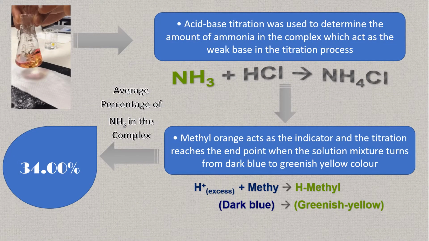In the volumetric analysis, acid-base titration was used to determine the composition of ammonia ligand in the copper complex. Ammonia acts as a weak base which was titrated against strong hydrochloric acid. Since the titration was done between a weak base and a strong acid, methyl orange was used as the indicator. As the titration reaches the endpoint, the solution turns from dark blue into greenish yellow. The average composition of ammonia obtained was 34.00%.